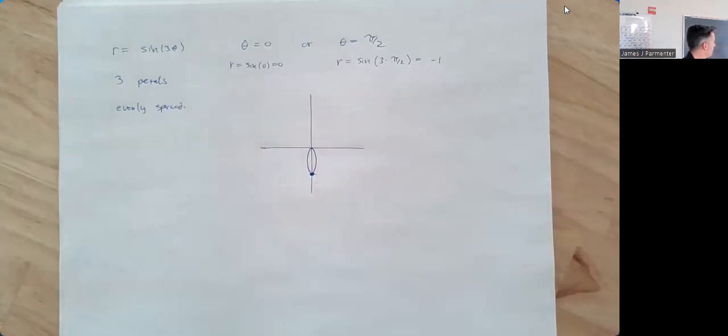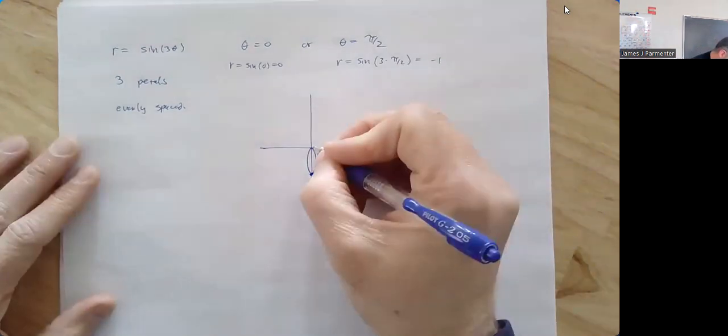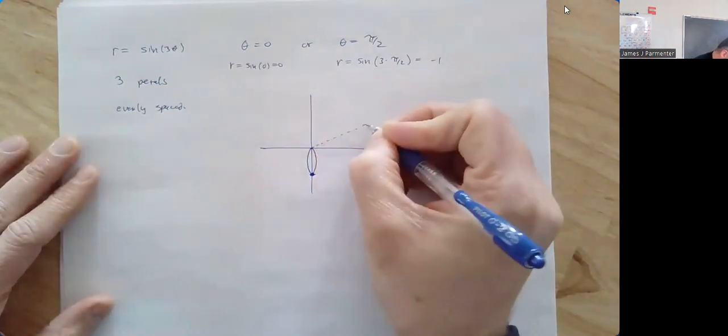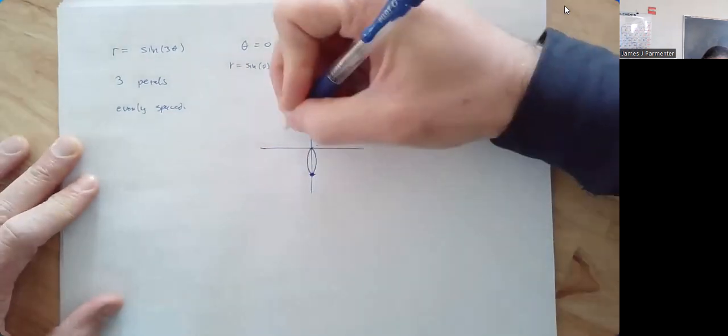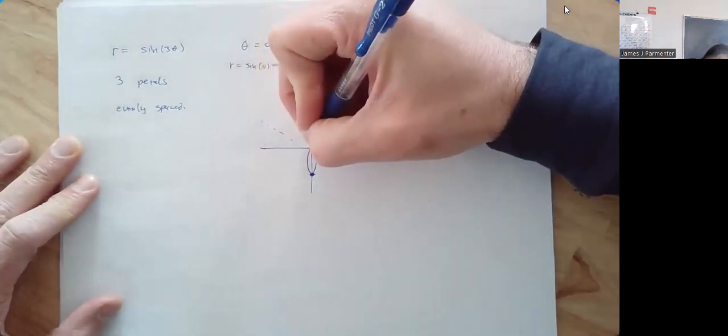And then the other 2 petals are going to be 120 degrees in either direction. So this one's going to be at pi over 6, and this other one's going to be at pi over 6 on the other side.